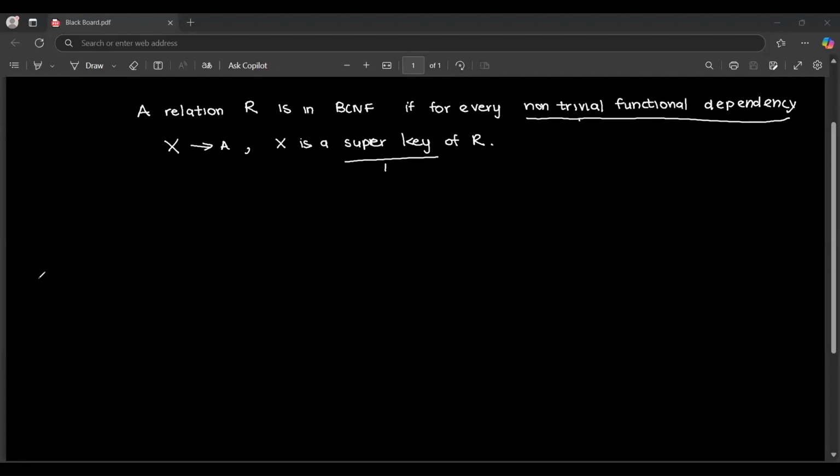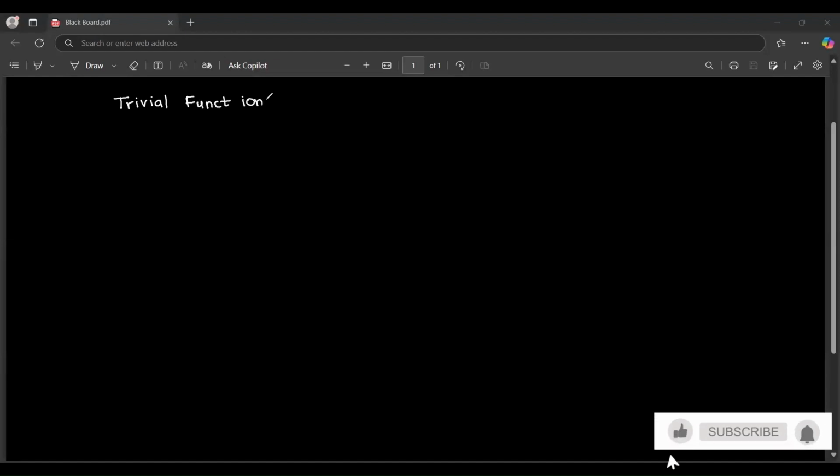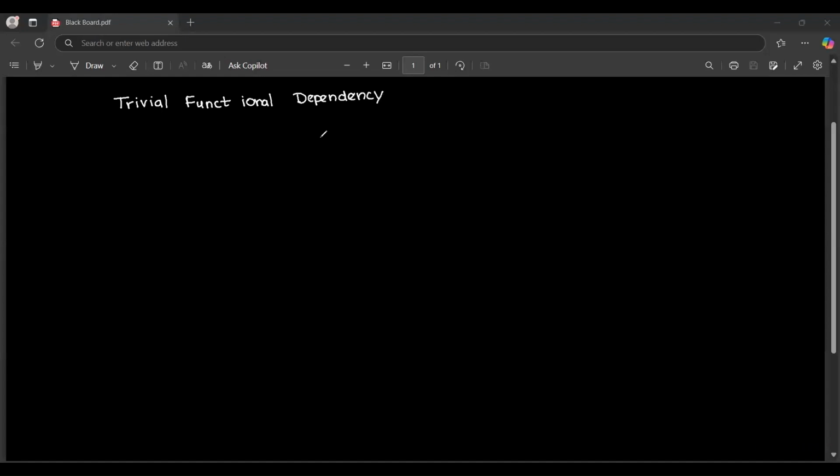All right. So first of all, non-trivial functional dependency. Well, first we'll talk about trivial functional dependency. If we don't know about trivial functional dependency, how can we talk about non-trivial functional dependency? So let's talk about trivial functional dependency. Trivial functional dependency means, we can simply say, the obvious functional dependencies. Obvious FDs.